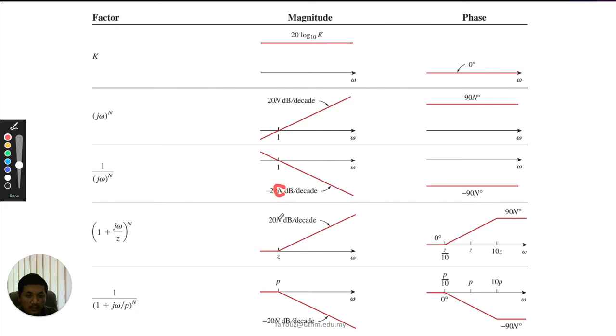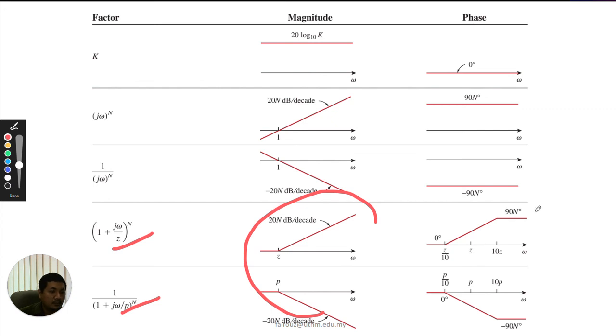So n here means that if it's a power of 2 or power of 3, you just have to multiply with n. So for example, if n is 2, then this will be 40 dB per decade, instead of 20 dB per decade. Okay, simple zero, simple pole. That is the magnitude plot.